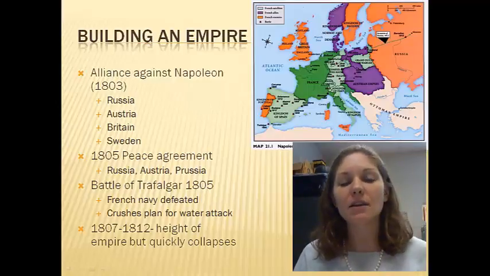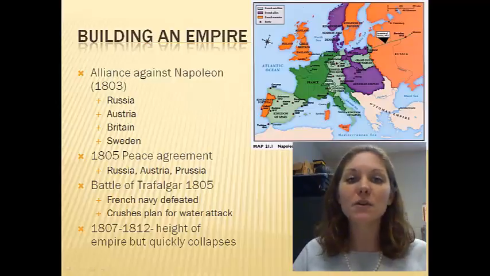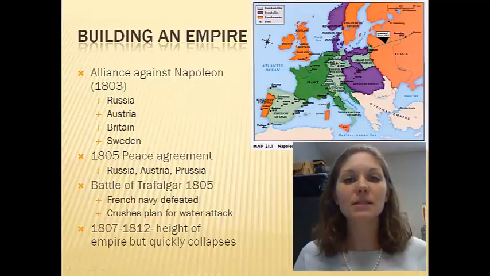So that's the height of Napoleon's empire, and it falls apart. It collapses really quickly after 1812. He's not able to hold on to this empire. But it's important to note that at this point in time, Napoleon's empire is massive. It's one of the largest empires since that of the Romans. So he is actually very successful, at least for a short period of time.